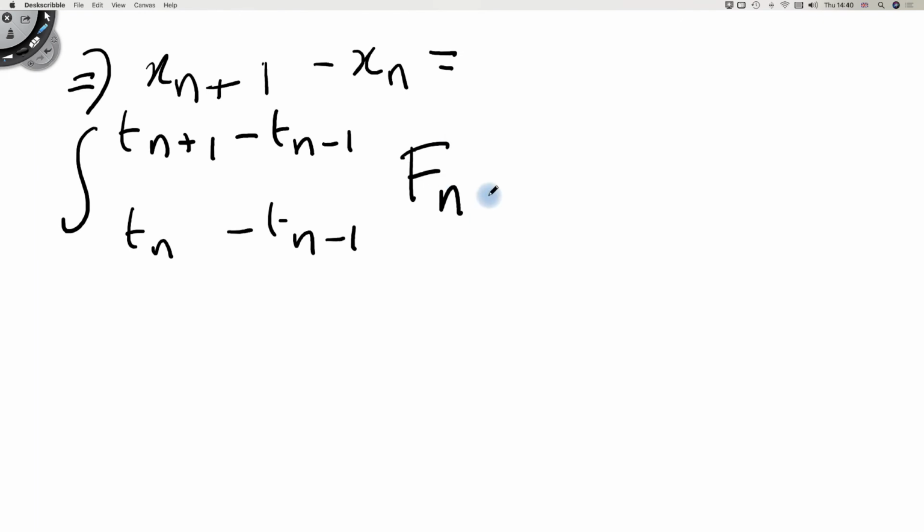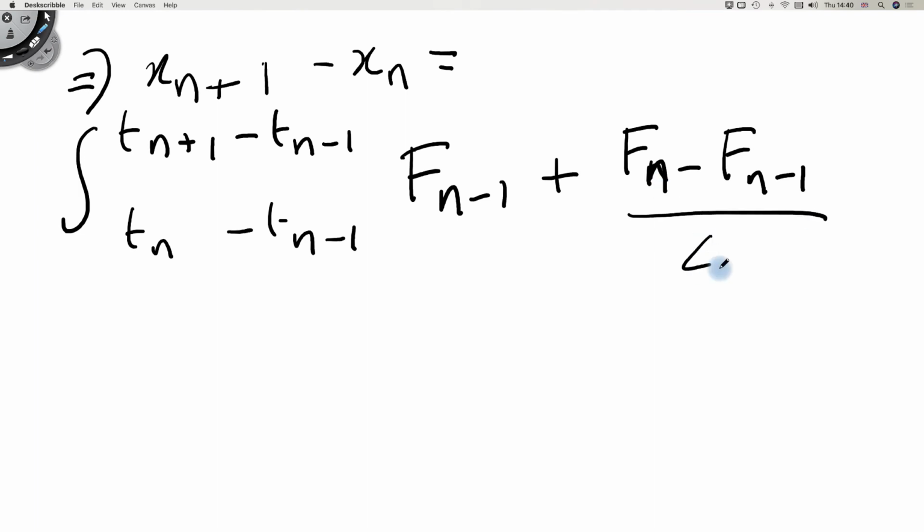You still have your same function there, and then you have your gradient, which is (f_n minus f_{n-1}) on delta t, times s ds. Okay, so we've simplified this bit.